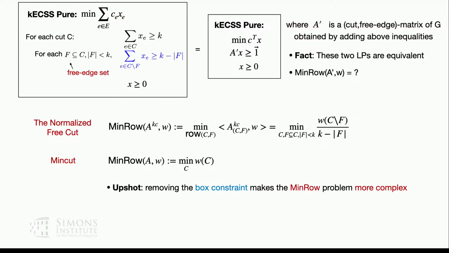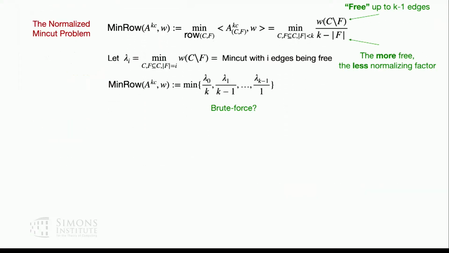Now let's spend some time trying to understand this normalized free cut problem a little bit more. So what do we know about it in the literature? So what do we know so far? One thing to think about is this cut. You fix a cut C, right? And then the denominator means that you can ignore up to k minus 1 edges. So basically you should ignore the most expensive edges in there. But the more you ignore, the smaller the normalizing factor that you have, right?